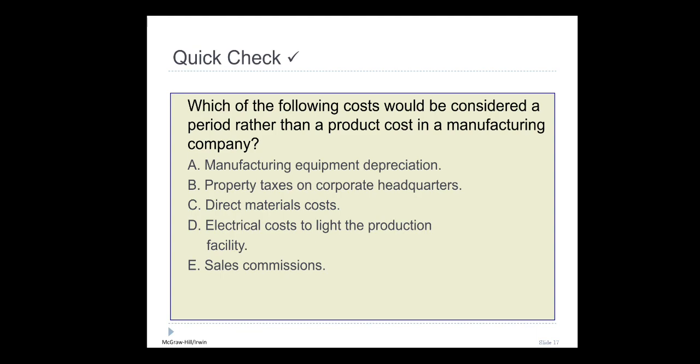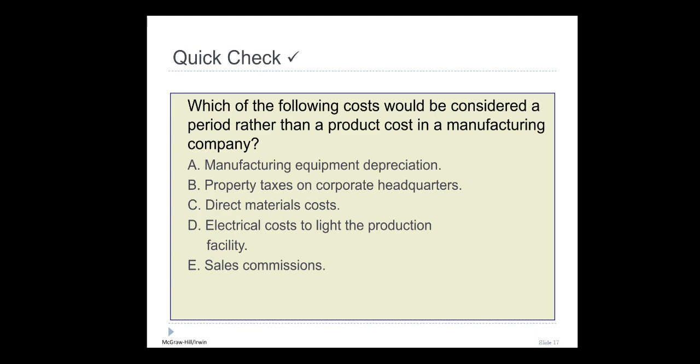So to answer this question, you have to imagine the cost happen in the factory building or in the management office. So manufacturing equipment depreciation, see, manufacturing equipment is in the factory, so it is not a period cost, it is a product cost. B, property taxes on corporate headquarters. So corporate headquarters is the management building, so it is a period cost.